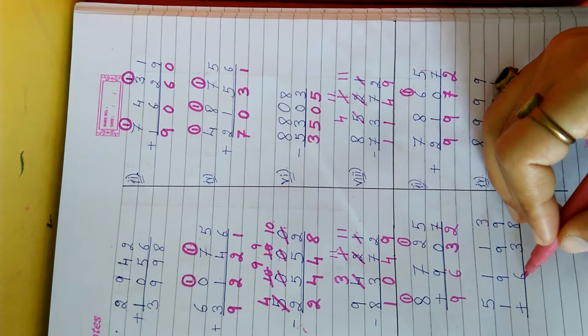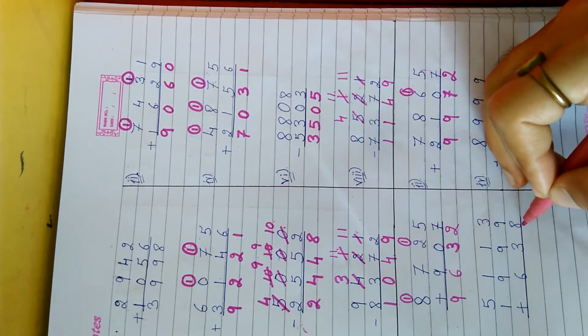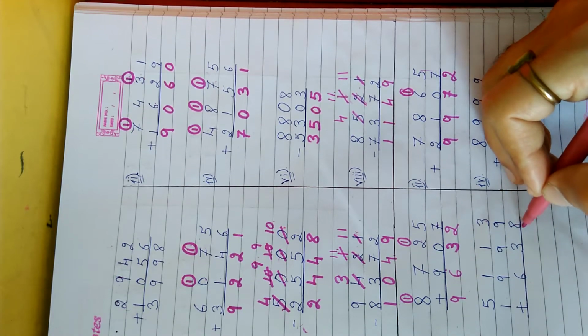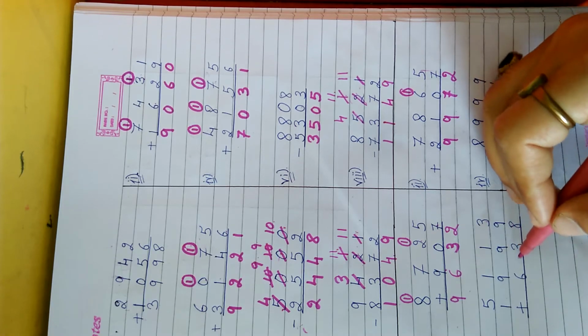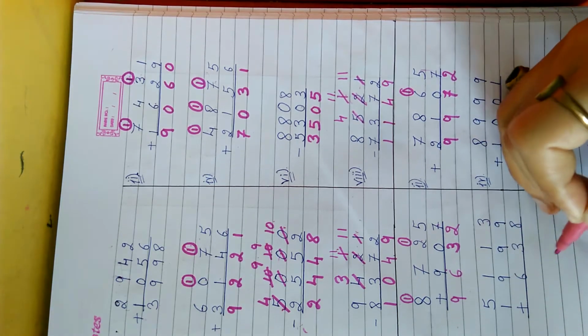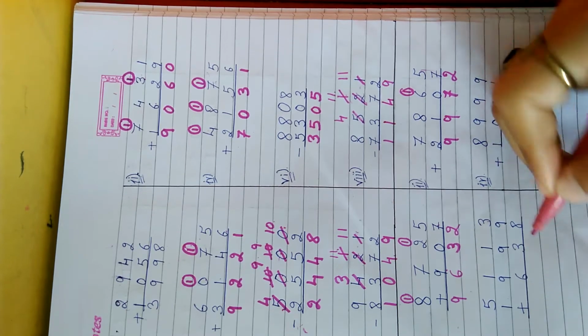Okay, like if this is a 3-digit number, you should put this 8 over here, 3 over in the tens place, and this 6 in its hundreds place. Okay, this you should know.